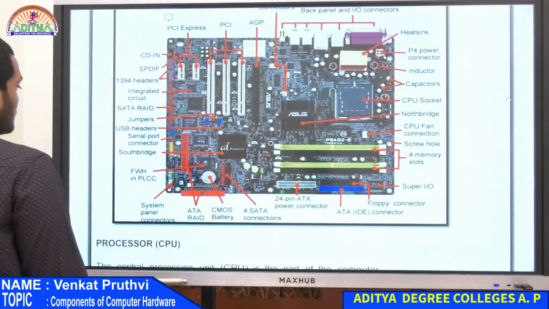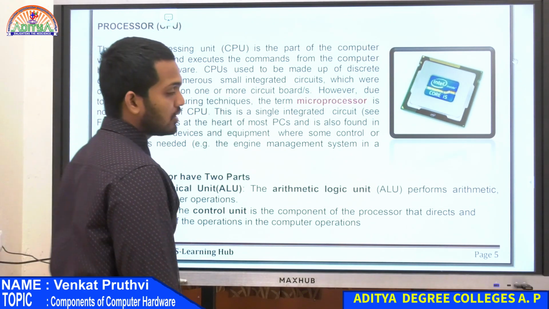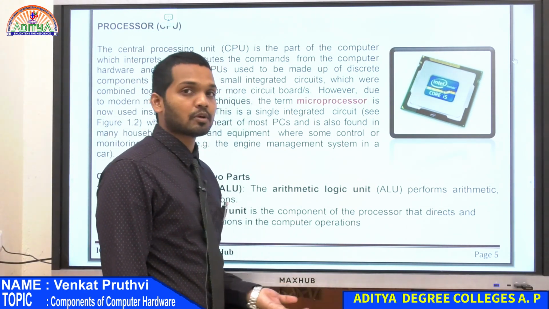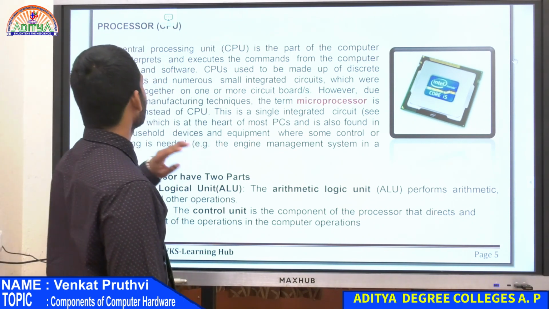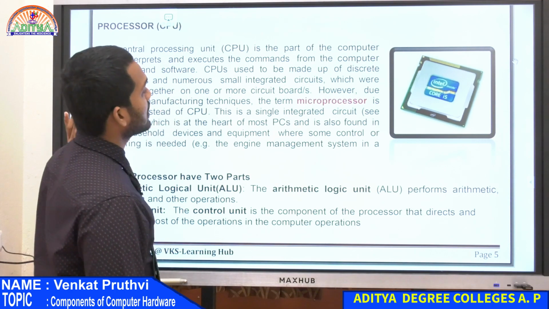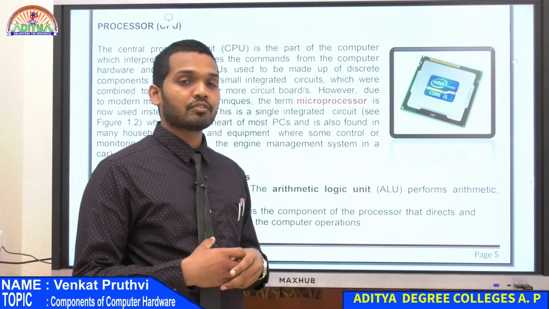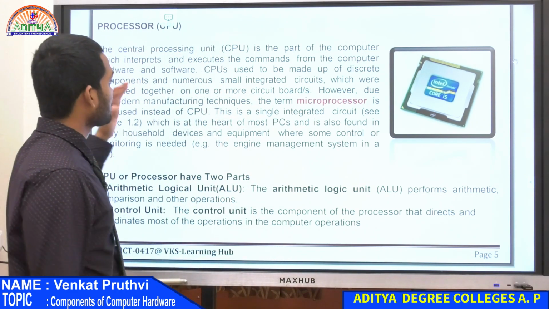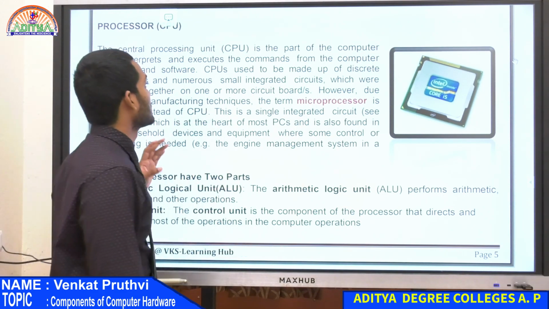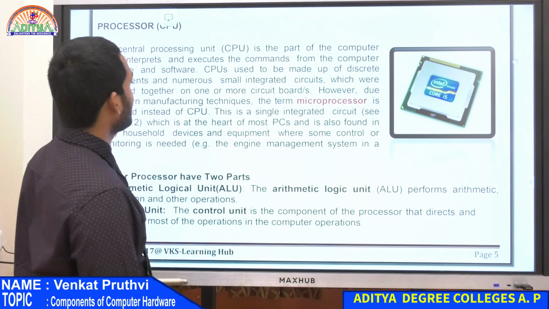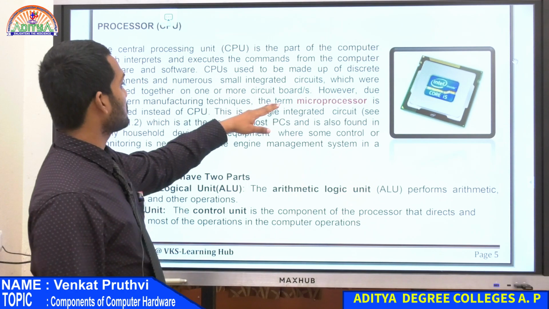Okay, and then let's see about the processor. We all know what processor is. We have already discussed about the internal operations of a processor, or the different algorithms that it's using and all. So the central processing unit, CPU, is a part of the computer which interprets and executes the commands from the computer hardware and software. Whatever the commands that it gets from the computer software and hardware, it always executes and interprets them. First of all, interpreting means it will try to understand the command and then it will start executing it. Then CPUs used to be made of discrete components and numerous small integrated circuits which were combined together on one or more circuit boards.